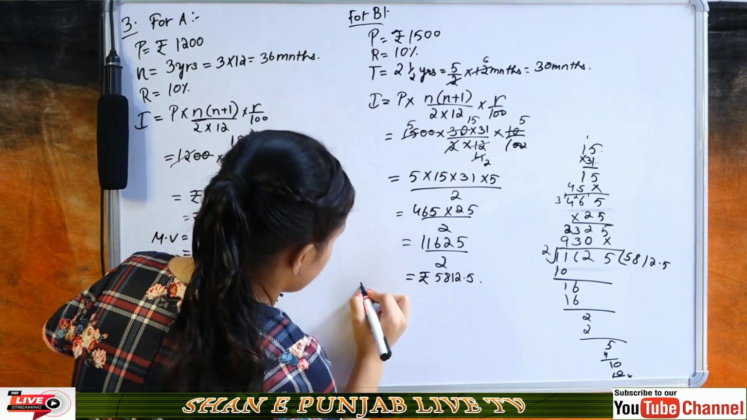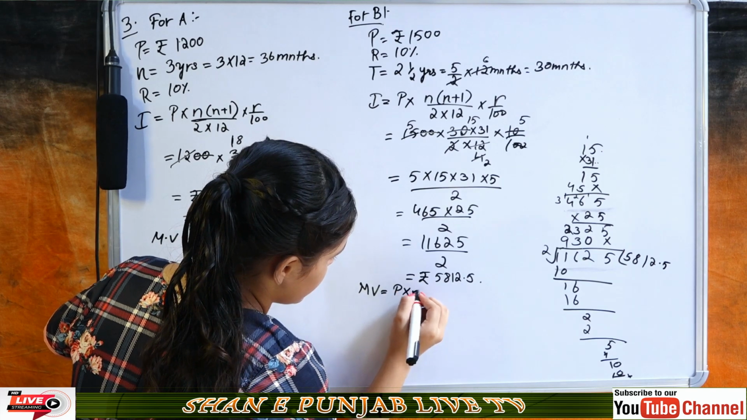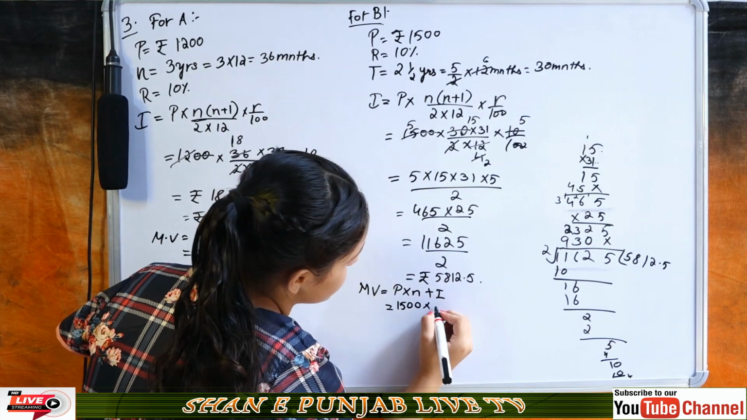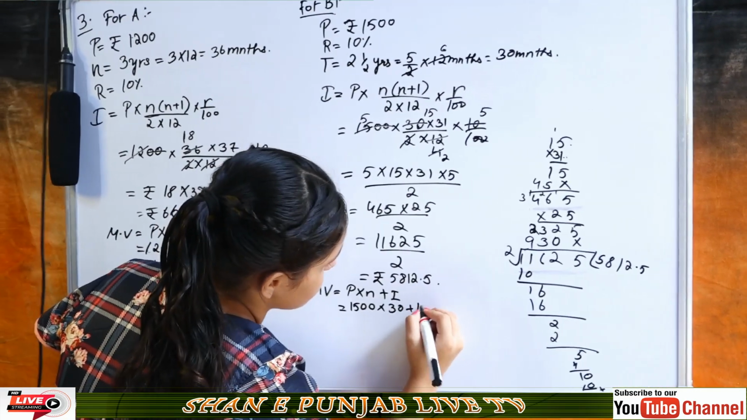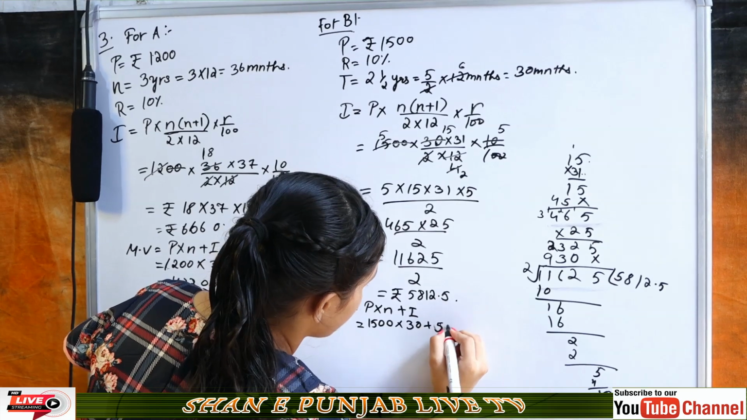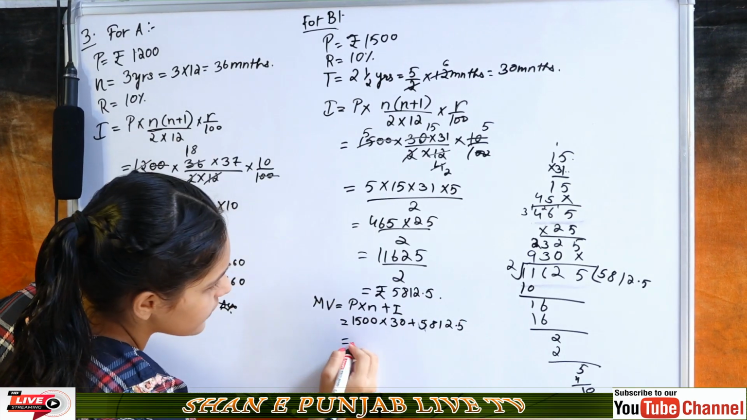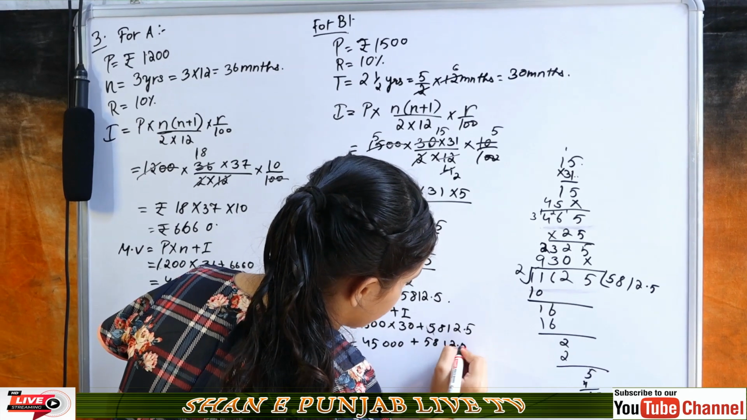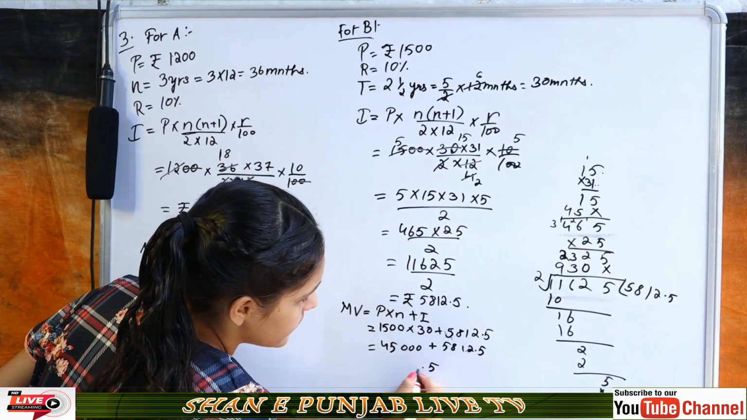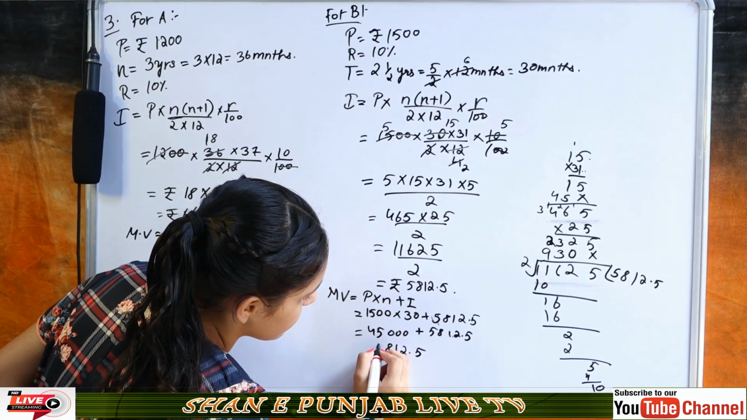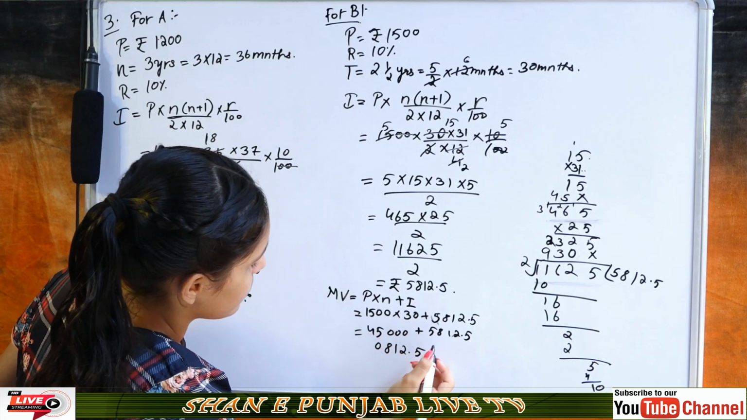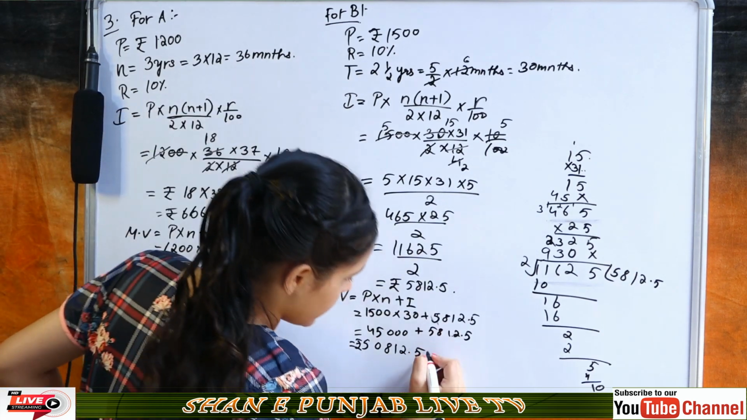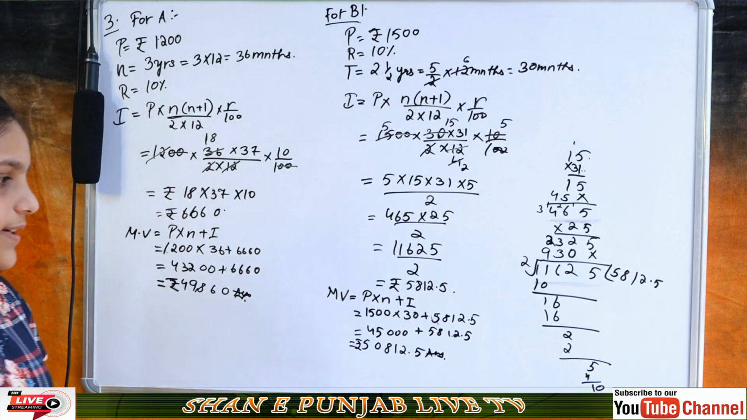5. Now here MV, P into N plus I. P here is given as 1500 into 30 plus 5812.5. 15 threes are 45, plus 5812.5. Here we got as 50812.5.